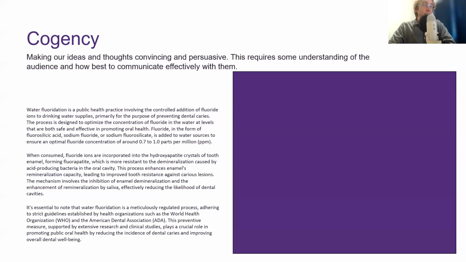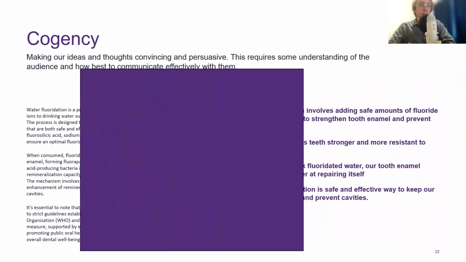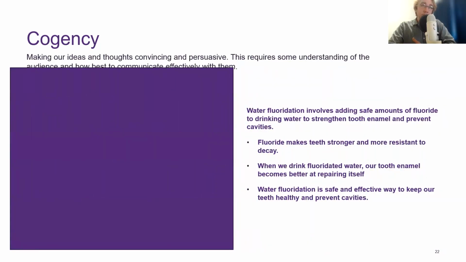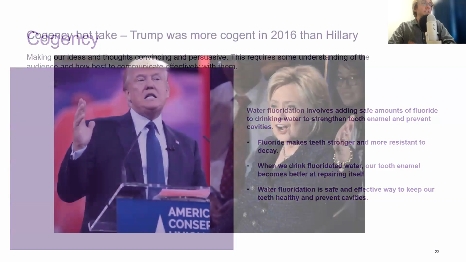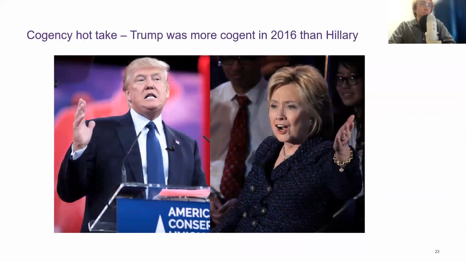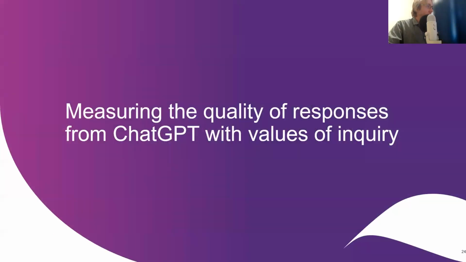So we've got one on the left here, which is a sober way of looking at fluoridation. But if I really wanted to be cogent with you guys right now, I would just give you a couple of dot points. Both of them are fine, but one of them is more cogent in different contexts. So cogency hot take, Trump was more cogent in 2016 than Hillary. So very persuasive in context in the right time and place, not so cogent anymore. Anyway, I hope that was a good little summary.